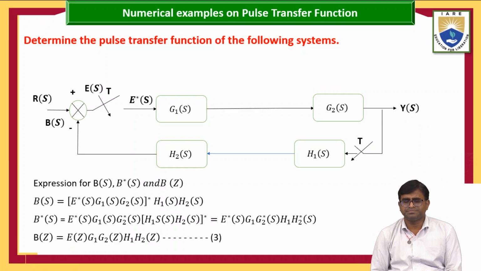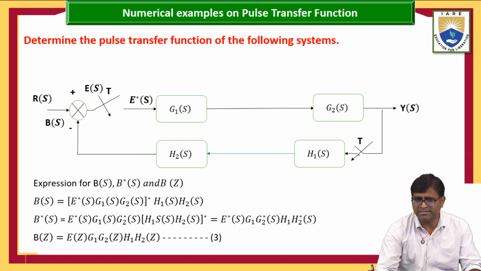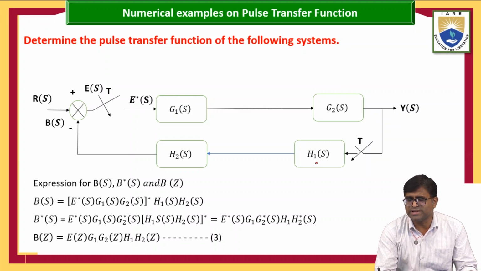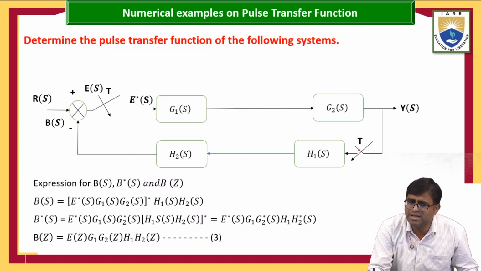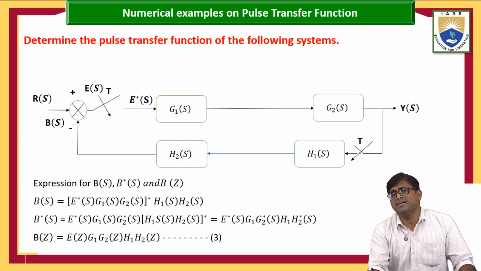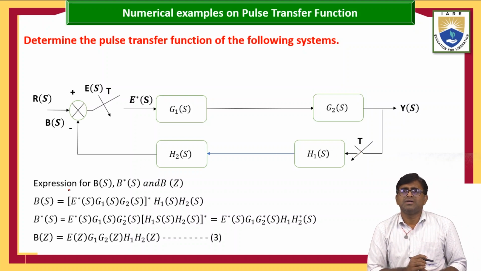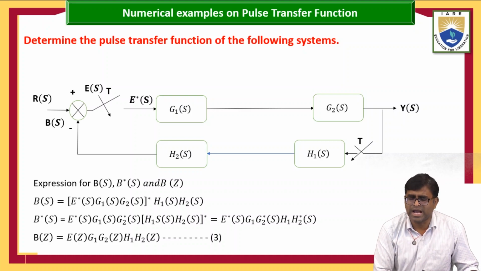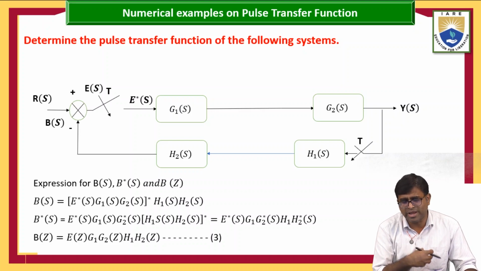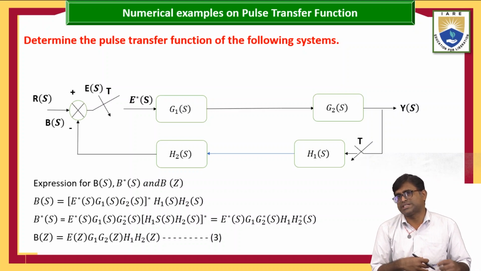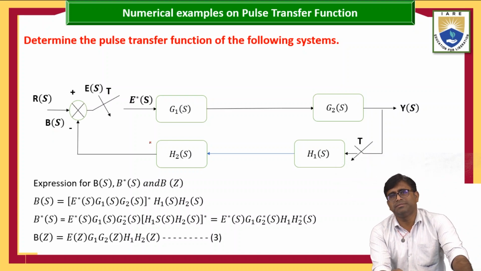For the third one, the feedback is coming in this direction. H1 H2 is the cascade connection and these are the feedback, and we have one pulse. Now I am going to explain the derivation for B of S and B star of S. For that, I apply the star Laplace, and finally the Z transform to get B of Z. So what is B of S?